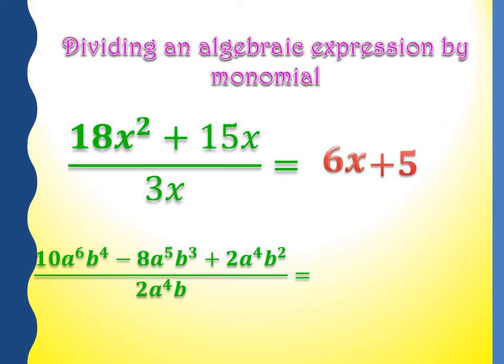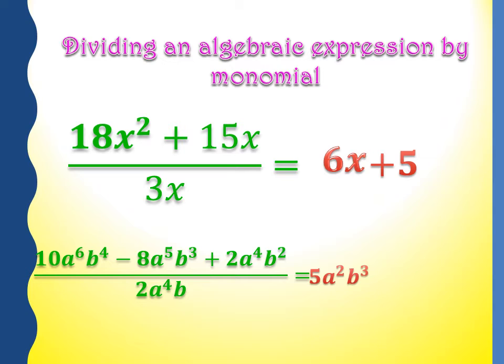Here I have a trinomial divided by a monomial. We're gonna divide each term individually like this. First term, 10a to power 6 b to power 4 divided by 2a to power 4 b. Divide the coefficient by the coefficient gives me 5. a to power 6 divided by a to power 4 gives me a squared, and b to power 4 divided by b gives me b cubed.